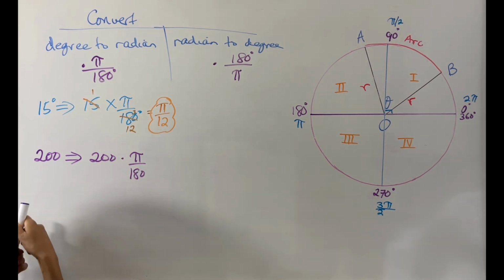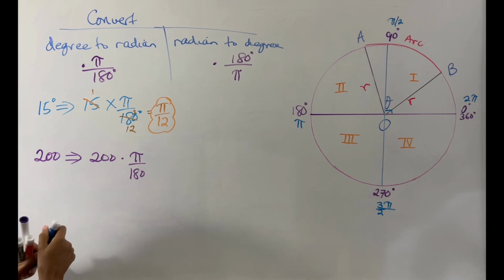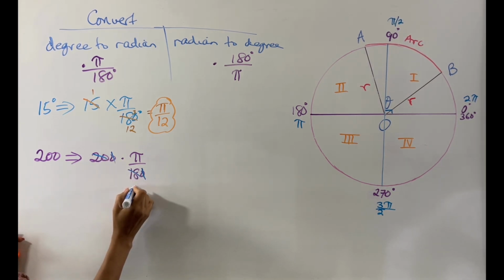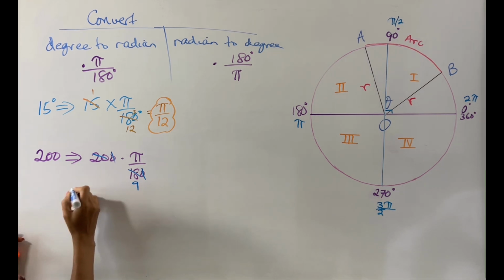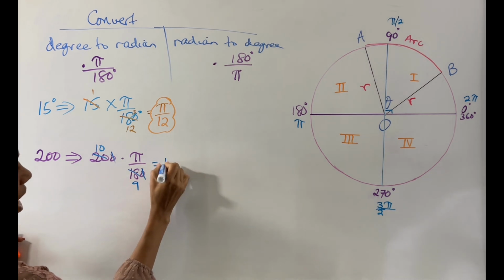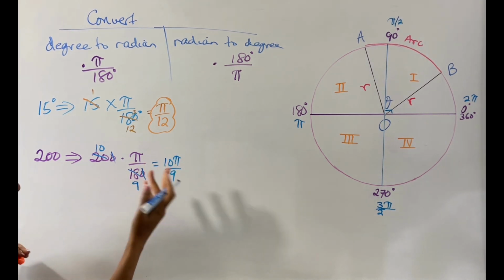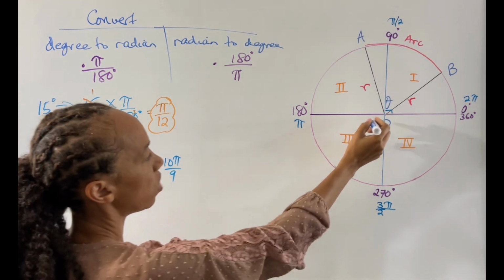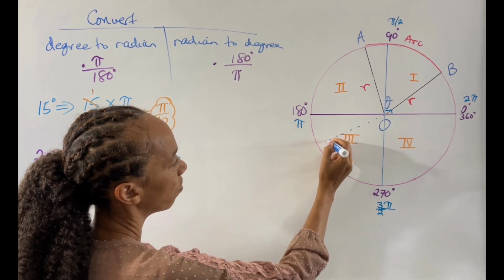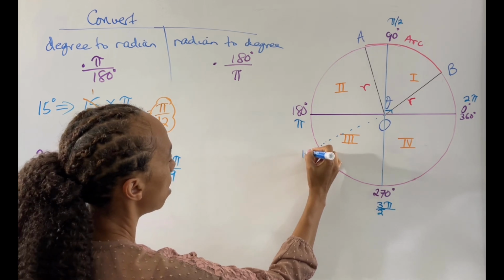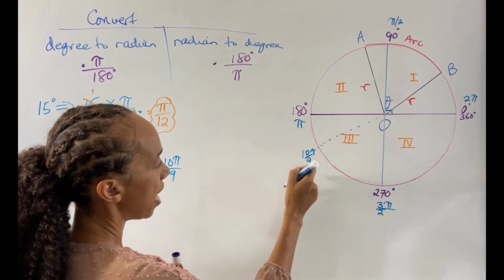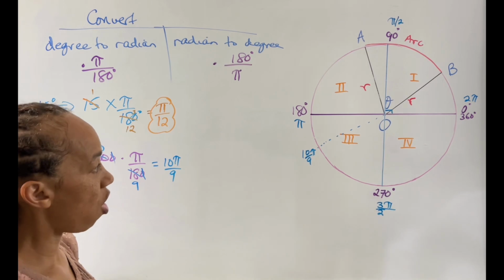We can simplify this by getting rid of our zero first, and then we find a number that can go into both 20 and 18. So we can find 2, which we will get 9 there, and this will give us 10. So we will now have 10 pi over 9, or 10 over 9 pi for our answer. And that 200 would take us somewhere about here, which would be 10 over 9 pi, which is more than 1, but not quite 1.5. And that is the same as 200. You would place it there on your unit circle.